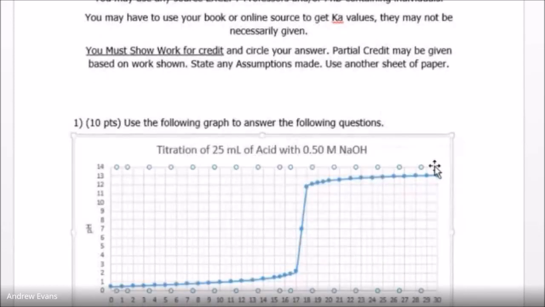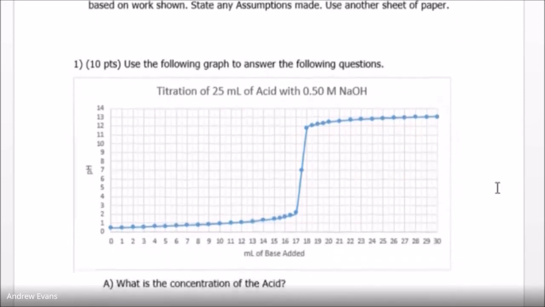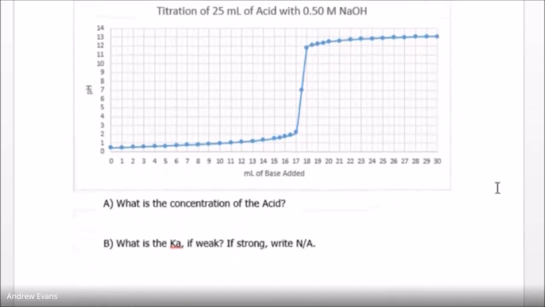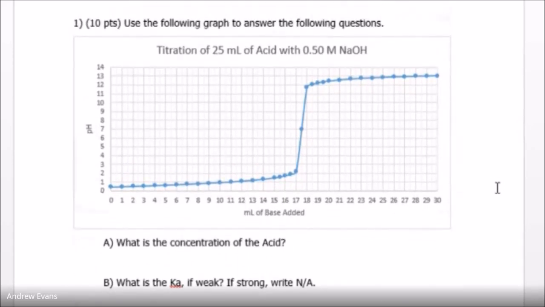Now, we have a titration graph of some kind. I'm asking you, expect a question like this: What is the concentration and what is the Ka? If it's strong, it will not have a Ka. If it's weak, it will have a Ka. How can we tell if it's strong or not? The shape of the graph and also where the equivalence point is at.